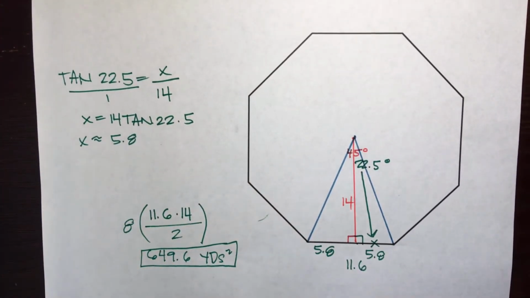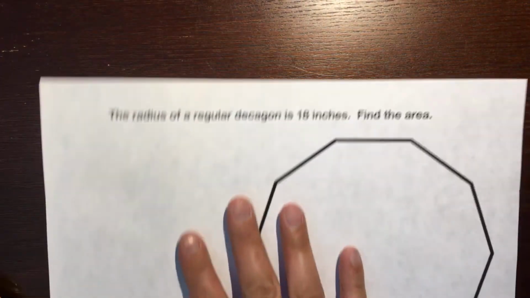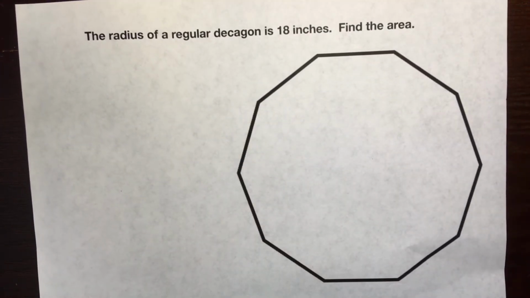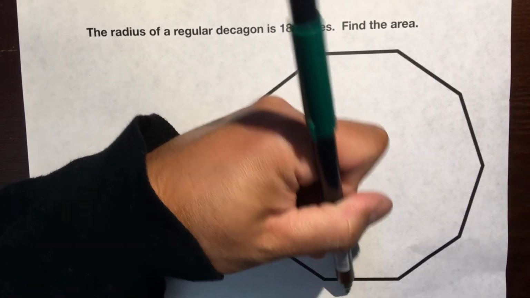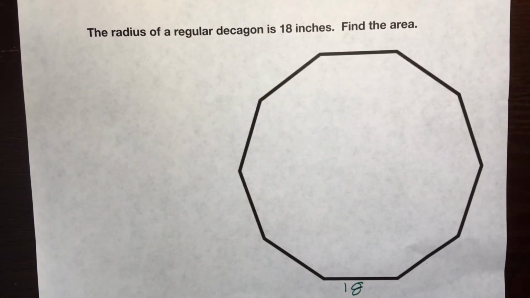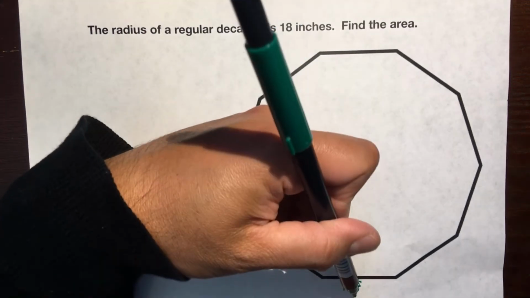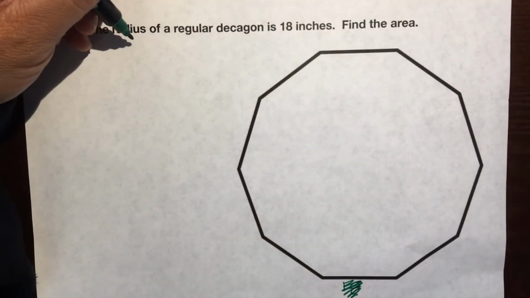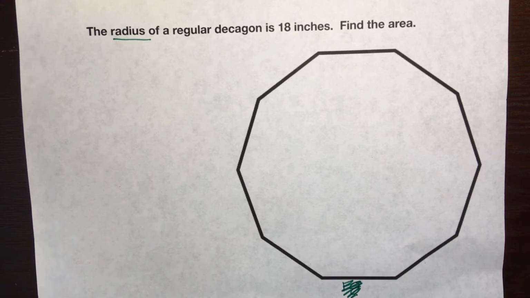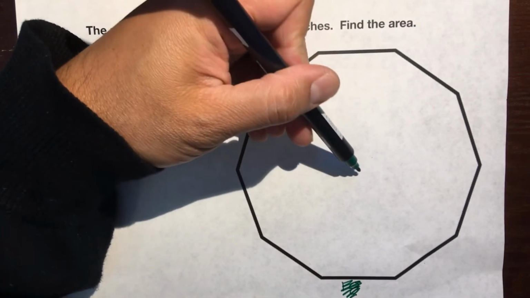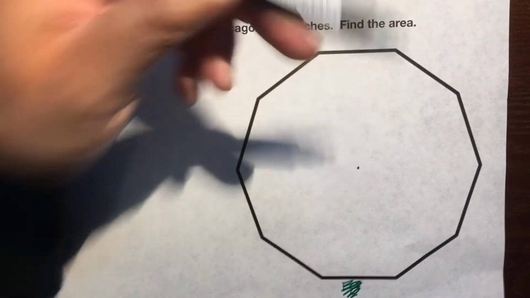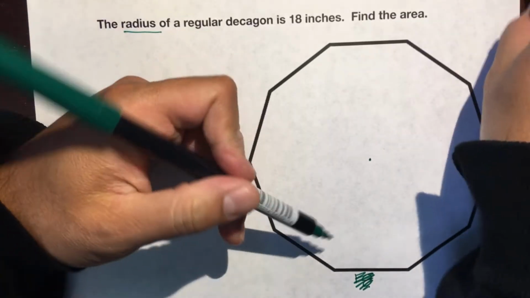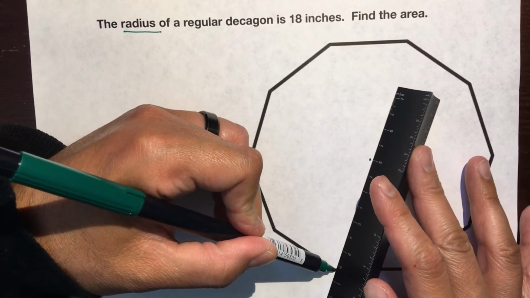All right. Now here is our last example. If you want to press pause and try to do this on your own: the radius of a regular decagon is 18. Find the area. Okay, so I always just take that bottom one. Oh, that is incorrect because that's not 18. The radius of a decagon is 18. So I'm going to estimate where the center is, and I'm going to focus on that.